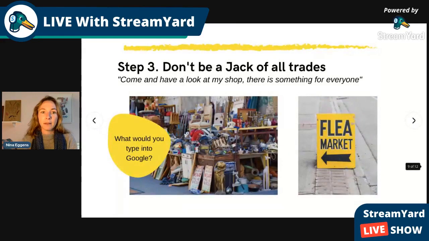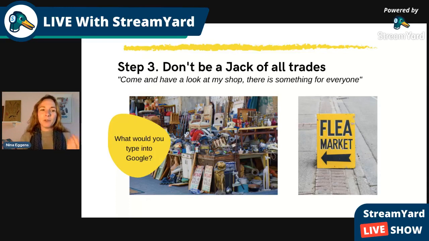Step 3: don't be a jack of all trades. I can't even remember how many pieces of marketing I've seen in my life where it was like, come to my shop or come to my business, there is something for everyone. And I've always looked at that and gone, well, no, it's not for me. Because if there's something for everyone, there's actually nothing for anyone. It'll be a bit like a junk shop, and you'll still have to do all the work to find the thing that you might be looking for.